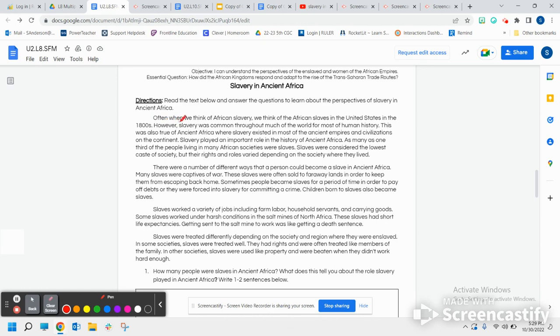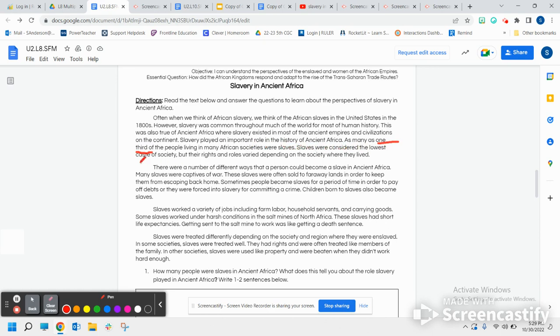Here we go. Often when we think of African slavery, we think of the African slaves in the United States in the 1800s. However, slavery was common throughout much of the world for most of human history. This was also true of ancient Africa, where slavery existed in most of the ancient empires and civilizations on the continent. Slavery played an important role in the history of ancient Africa. As many as one-third of the people living in many African societies were slaves.